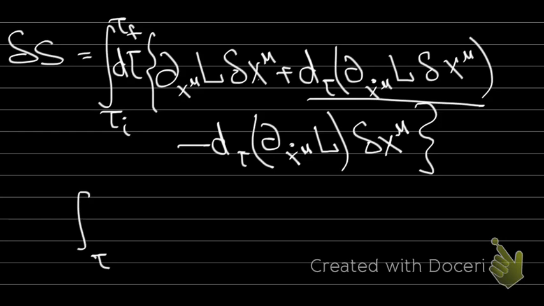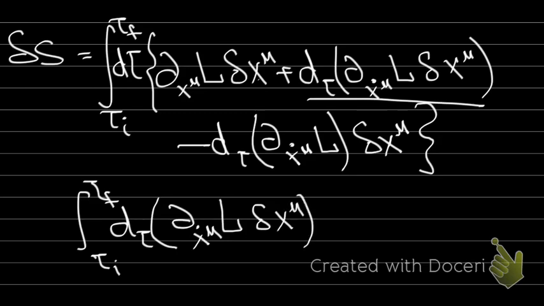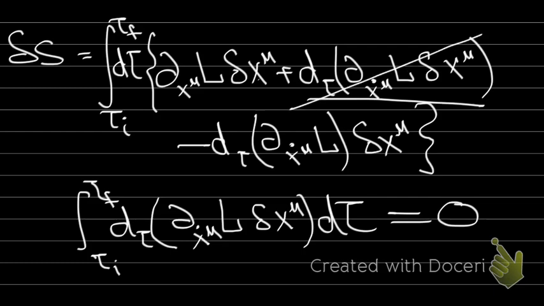So what's that integral? That's from tau i to tau f of d over d tau of partial x dot mu of my Lagrangian times delta x mu. What would happen to this? This integral would equal 0. So what you are left with is the fact that this goes to 0 and you're left with this term and this term. Let's go ahead and write it down.